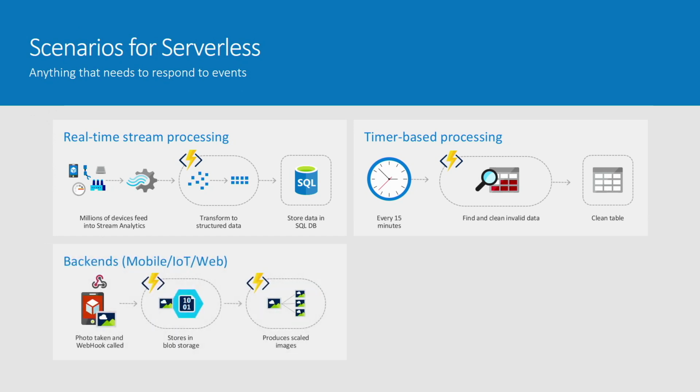Next, we have building backends for your mobile, IoT, or even web apps. That's a really popular use case since you don't have to worry about backend if you're a front-end developer. In this diagram, you see a mobile app sending an image to a function which stores it in Azure storage. This action triggers another function which creates multiple thumbnails out of the original image. I'll come back to this example later in the presentation. And being able to perform these actions in a serverless manner takes away the burden for the mobile developer having to worry about their backend.